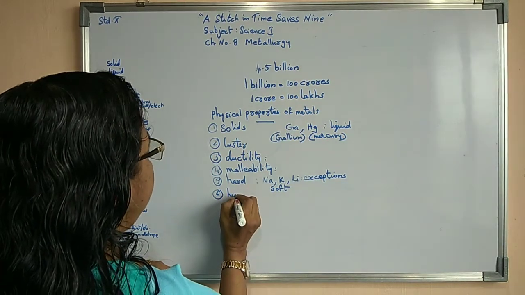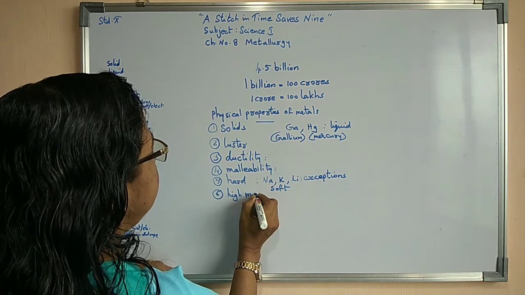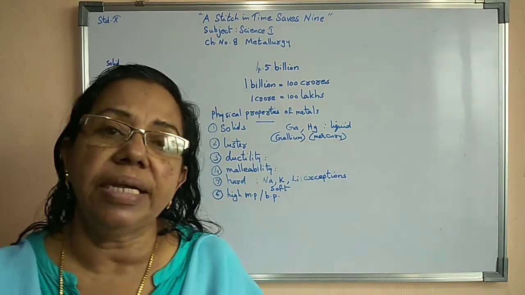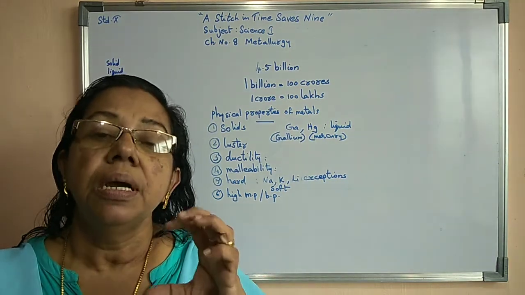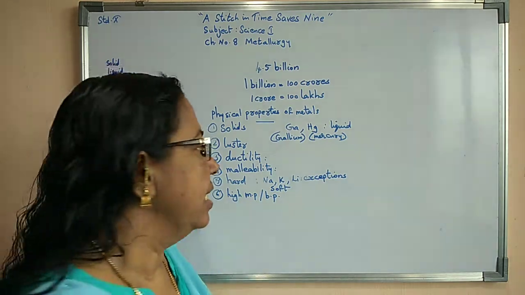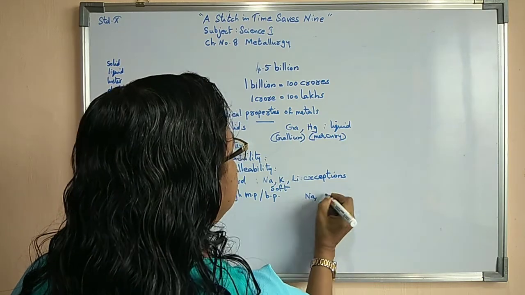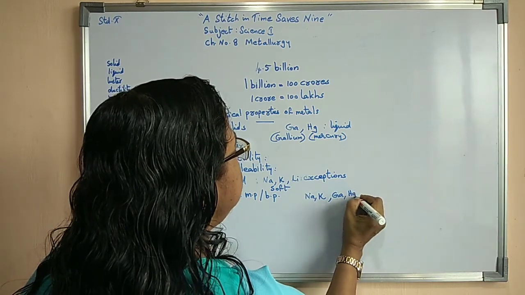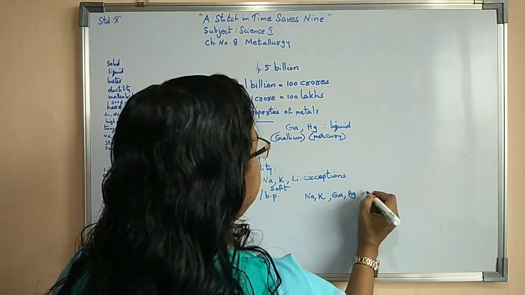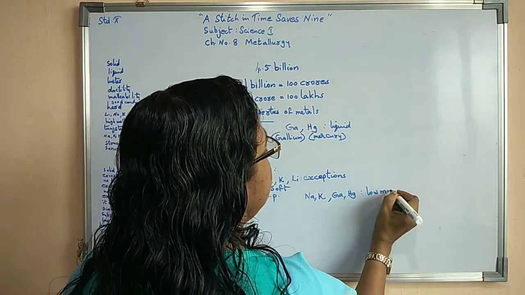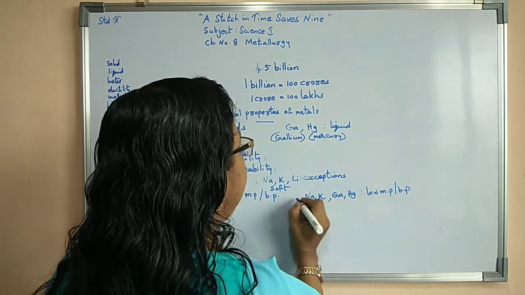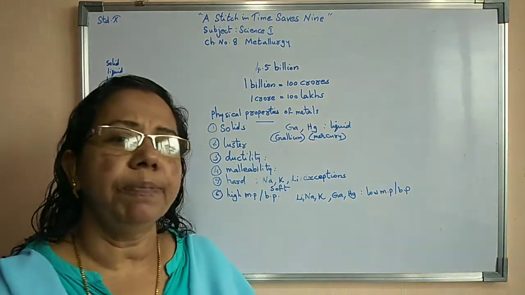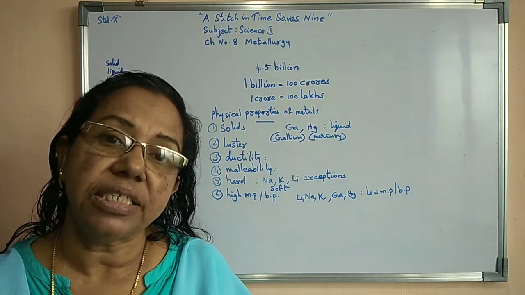They have a high melting point as well as boiling point. Metals have high melting as well as boiling points. But again, we can say that exceptions are there: sodium, potassium, that means alkali metals, gallium as well as mercury. They have low melting as well as boiling points. Here lithium, sodium, potassium are all alkali metals. Along with that, gallium as well as mercury have very low melting as well as boiling points.